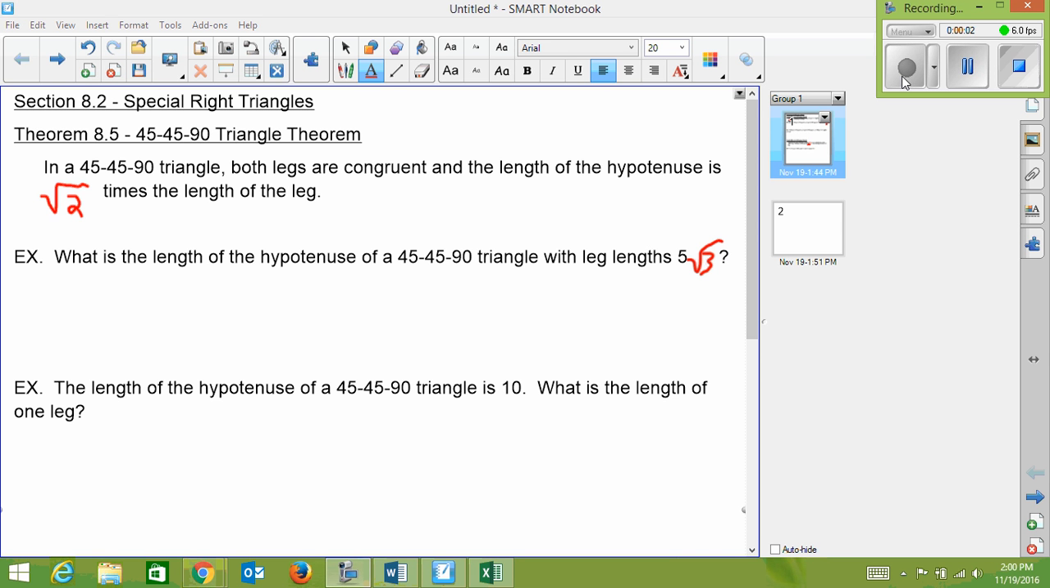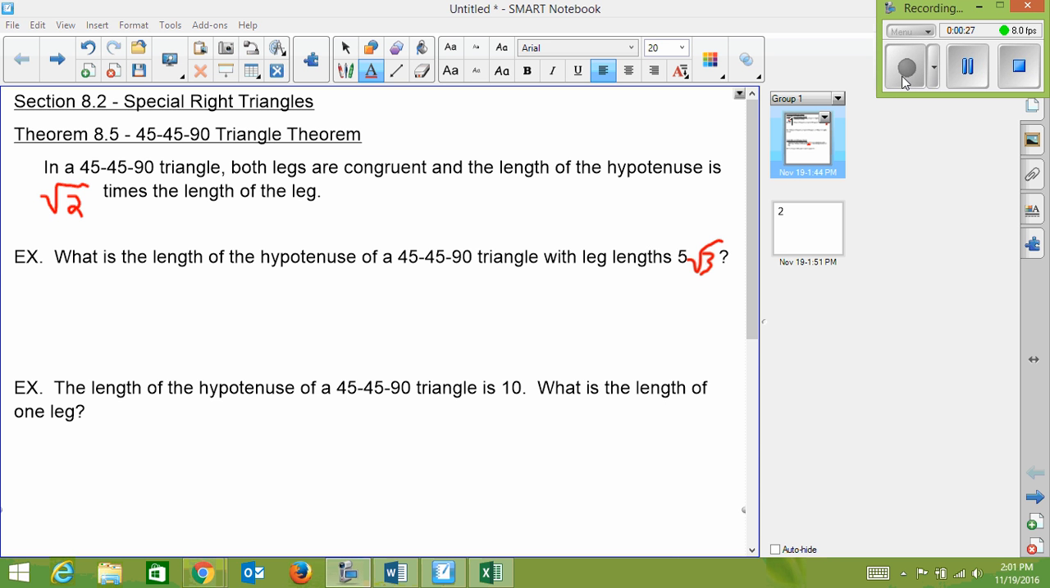Hello and welcome to section 8.2, which is on special right triangles. Theorem 8.5 talks about the first special right triangle, which is a 45, 45, 90 degree triangle. So in a 45, 45, 90 triangle, both legs are congruent, and the length of the hypotenuse is square root 2 times the length of the leg.